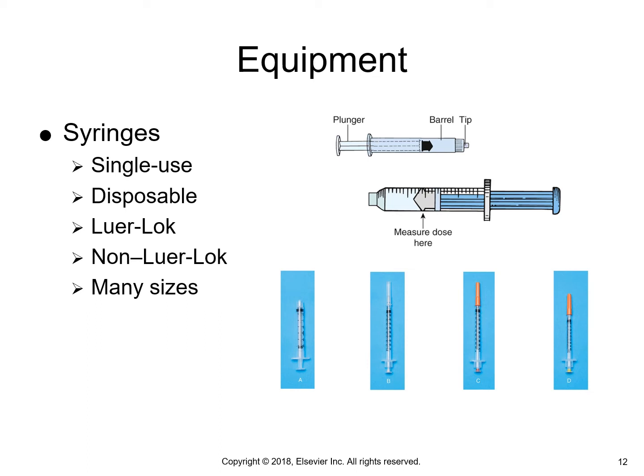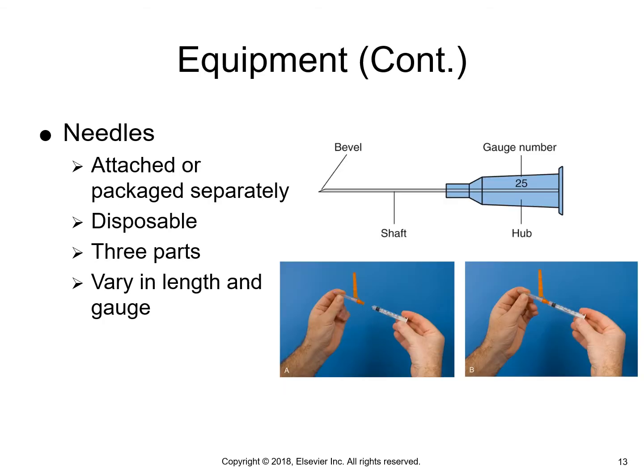There's a couple examples here of some insulin syringes and some TB syringes and some larger syringes. There's many sizes, many colors. In different parts of the country, different manufacturers use different colors for their syringes. Once you get very used to the policy where you work, you'll know that an orange is an insulin, or a green is a filter. It just depends on where they buy their equipment.